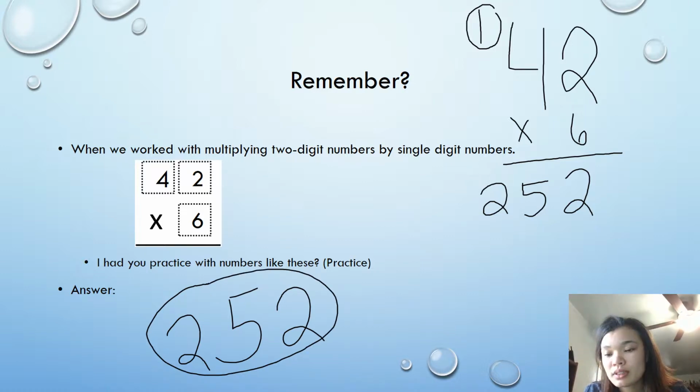So now what we're going to do is we're actually going to do 2-digit numbers times 2-digit numbers. Okay? And we're going to use the idea of partial products. We're going to use an area model. All right, so now we're going to talk about how to use partial products to solve a multiplication problem that's double digit times double digit.